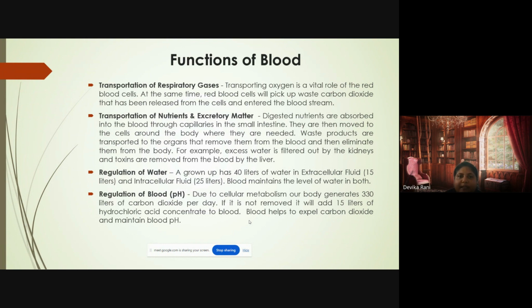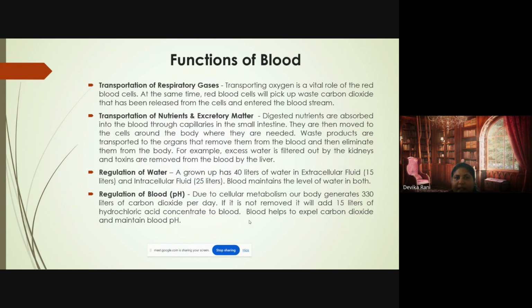The first is transportation of respiratory gases. Transporting oxygen is a vital role of the red blood cells. At the same time, red blood cells will pick up waste carbon dioxide that has been released from the cells and entered the bloodstream. So blood transports oxygen from the lungs to various parts of the body, and then picks up carbon dioxide from the body and sends it back to the lungs to make it oxygenated again.